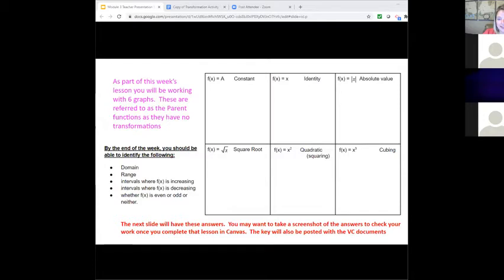Another 30 seconds or so. What do you recall about those 6 parent functions, those basic functions? Can you sketch a picture of it? What does it look like?